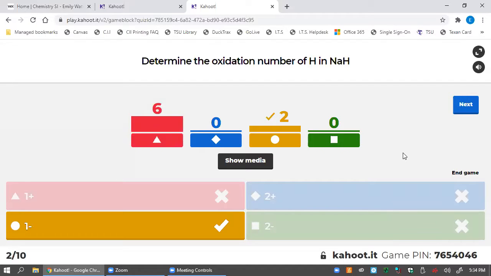Yes, if there's no charge given on the molecule you're working with, it's neutral.